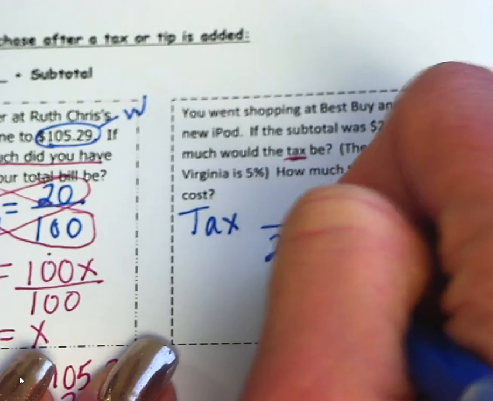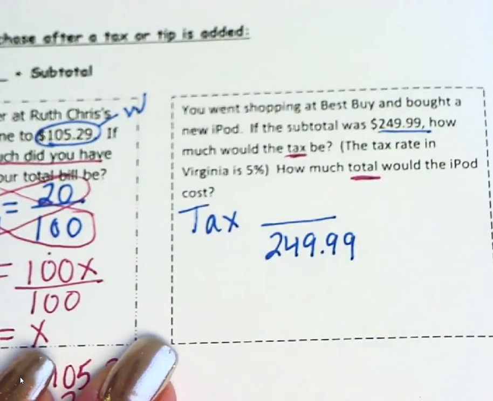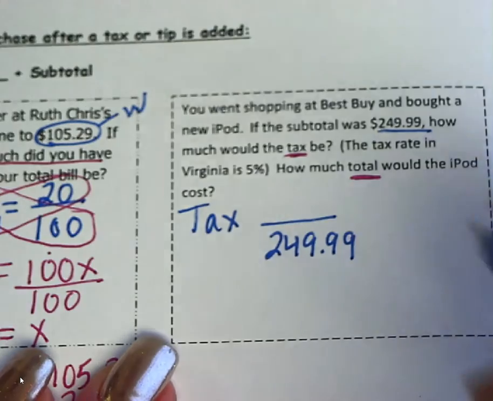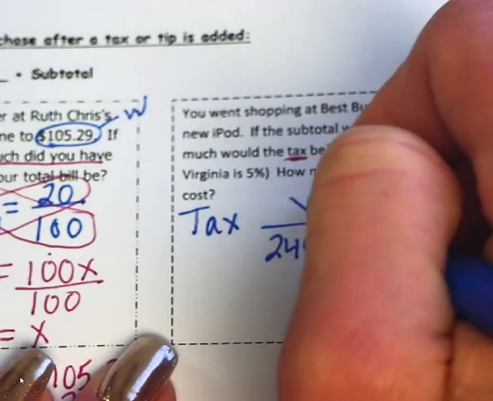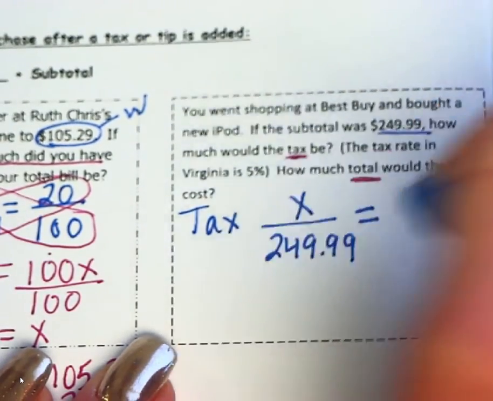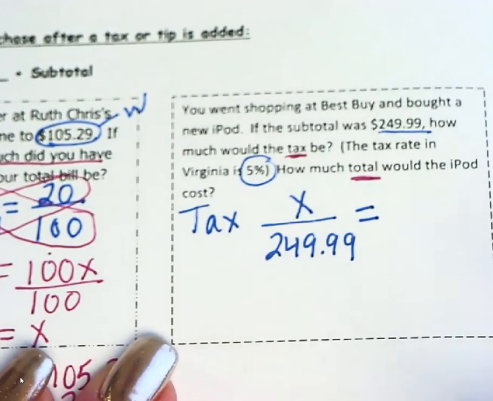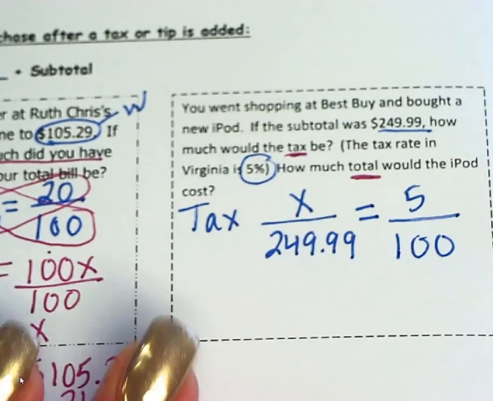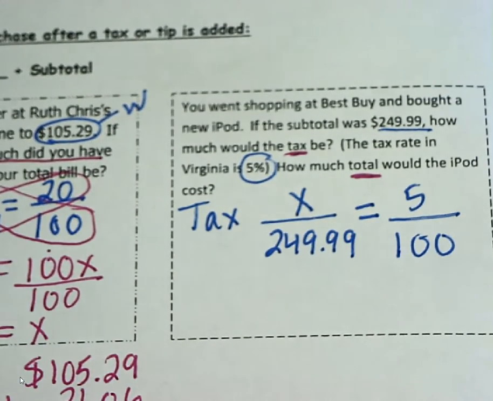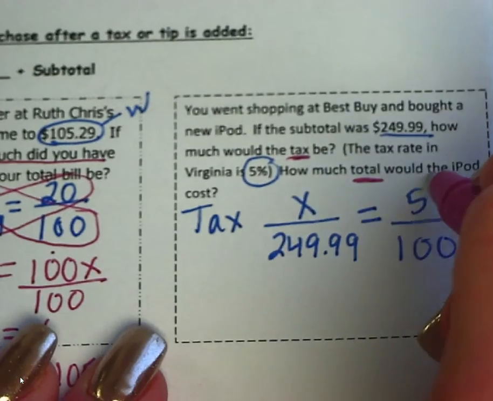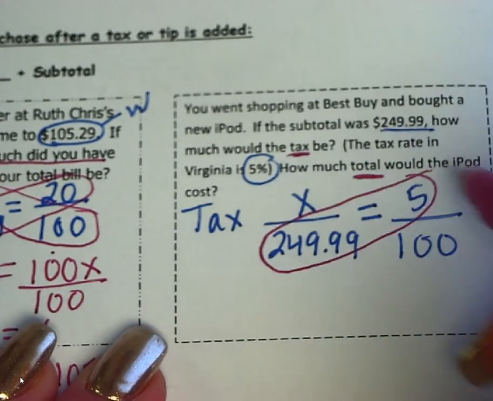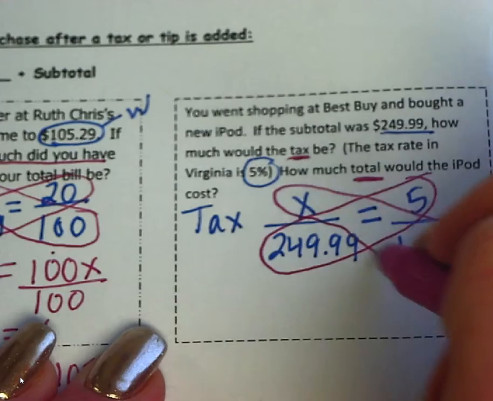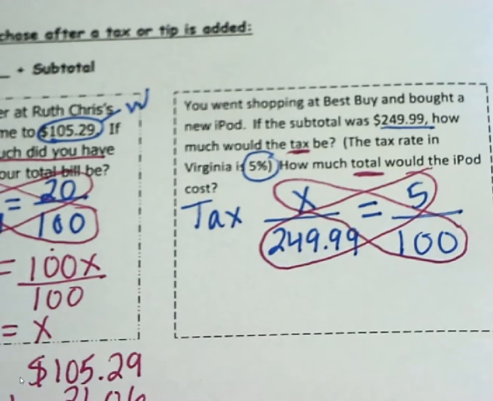So $249.99 goes on the bottom. I don't know what the tax is yet. So I'm going to put an X on top. But I do know the percent. It's 5%. So that's going to be 5 over 100. So for this one, I'm going to use my cross products. 5 times $249.99. 100 times X.